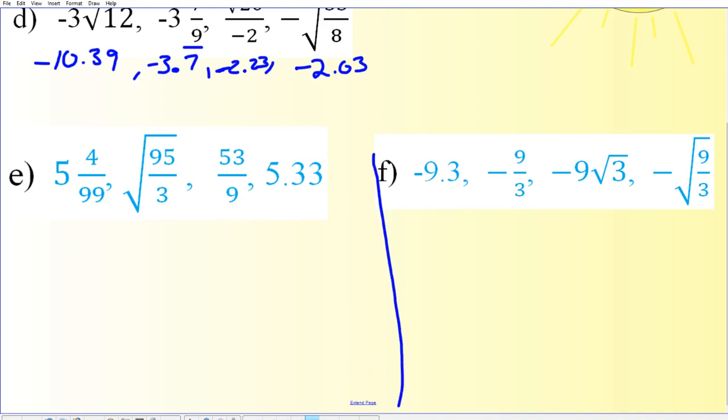Okie dokie, that was a terrible straight line. So, we want to try letters E and F.